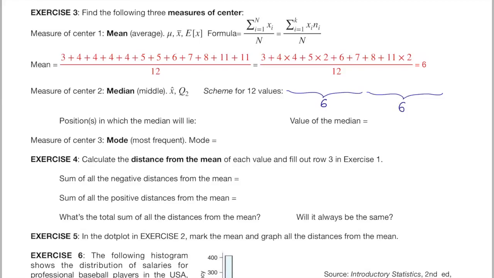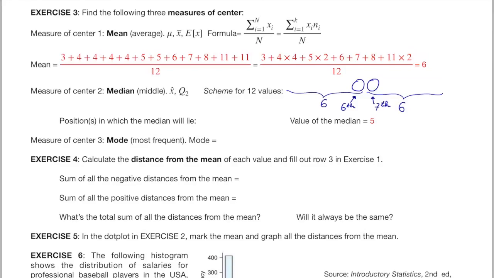Do we have one individual in the middle? No, because 6 and 6 is already 12. So we will have to pick these 2 as the middle positions. Now the question is, what positions are these? It's clear that this is the 6th position and this is the 7th position.